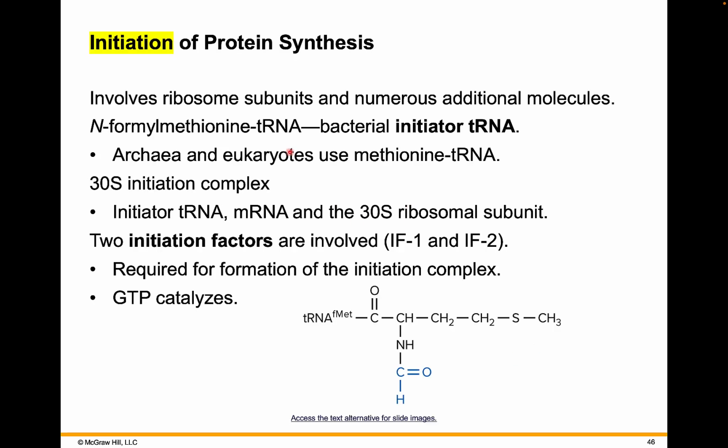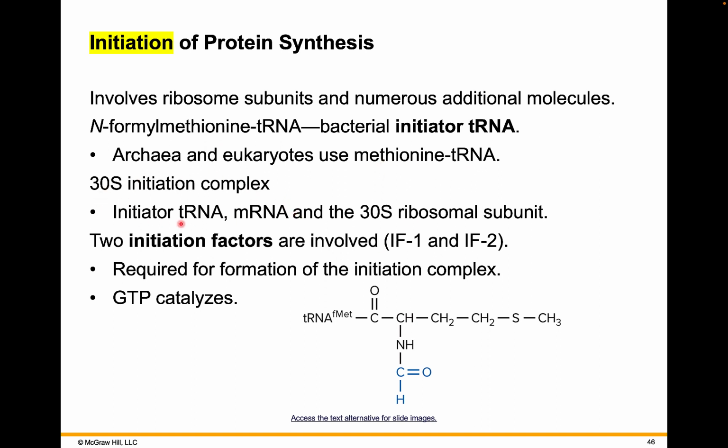So the first part is the initiation of protein synthesis, which involves the ribosome subunit and other molecules, and it forms an N-formyl methionyl tRNA. This is the bacterial initiator tRNA. On the other hand, archaea and eukarya use just methionine tRNA. So the bacterial initiator tRNA is known as fMet, formyl methionine tRNA. It's just a little bit modified methionine instead of just a methionine.